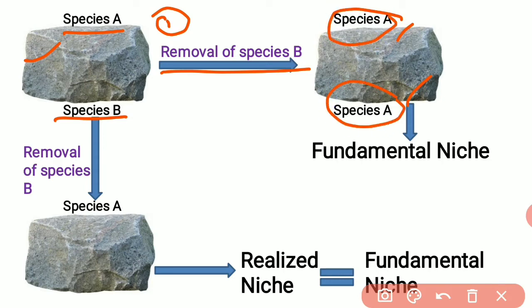But in case 2, after removal of species B, if we see that species A still remains on the upper side of the rock, then I can say that for species A, both realized niche and fundamental niche are the same or equal. That's why they are still remaining on the upper side of the rock, right?